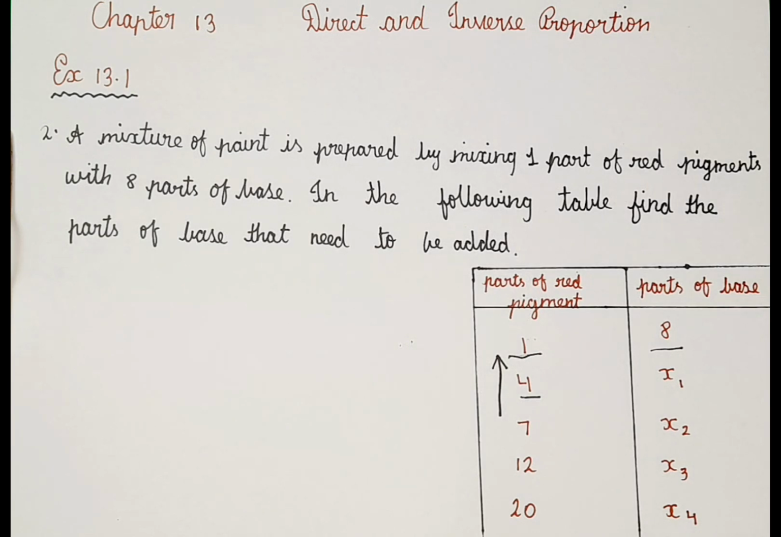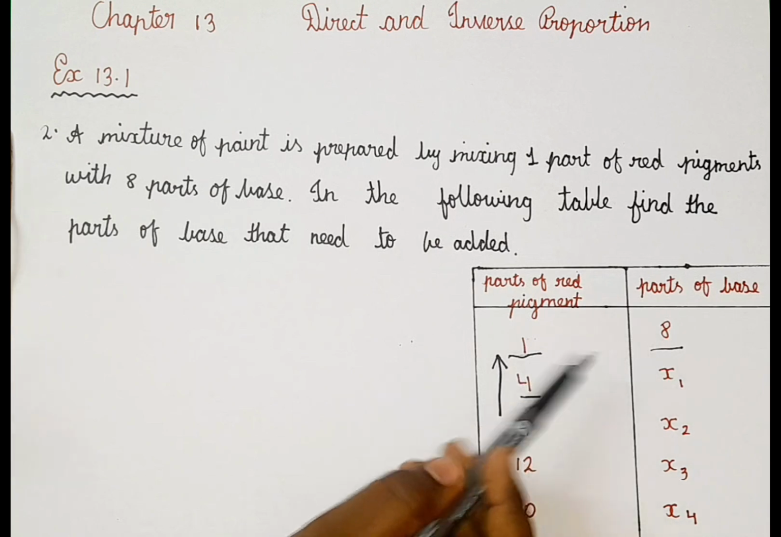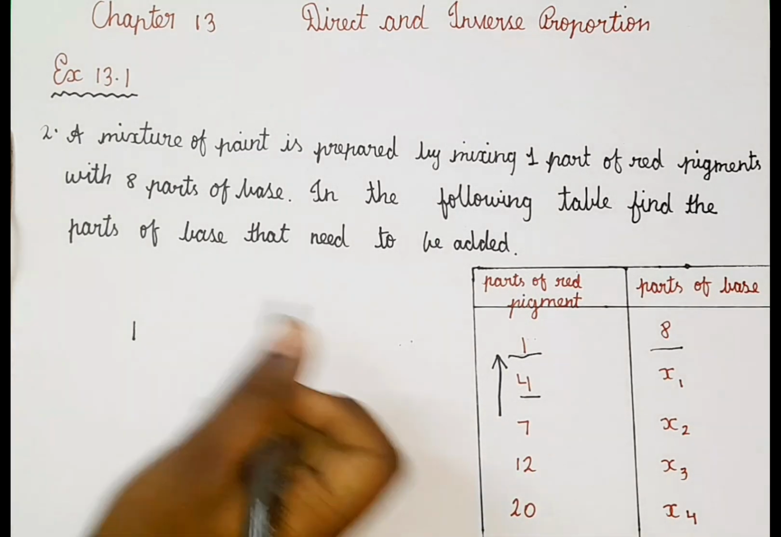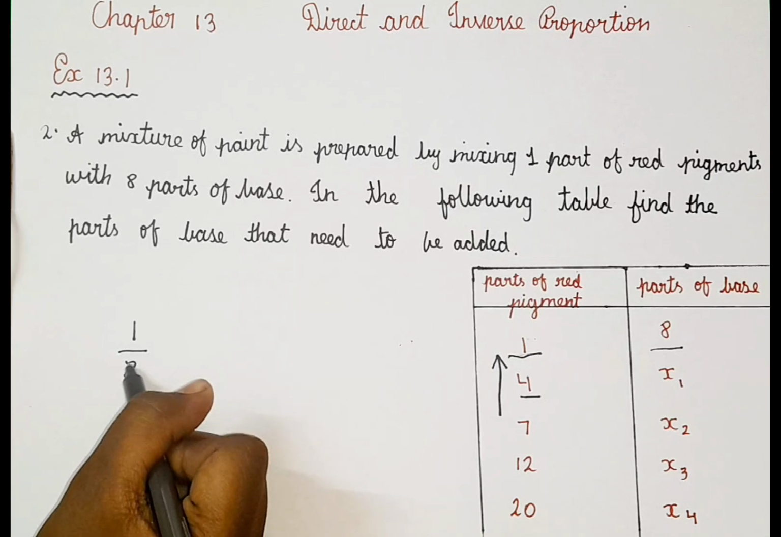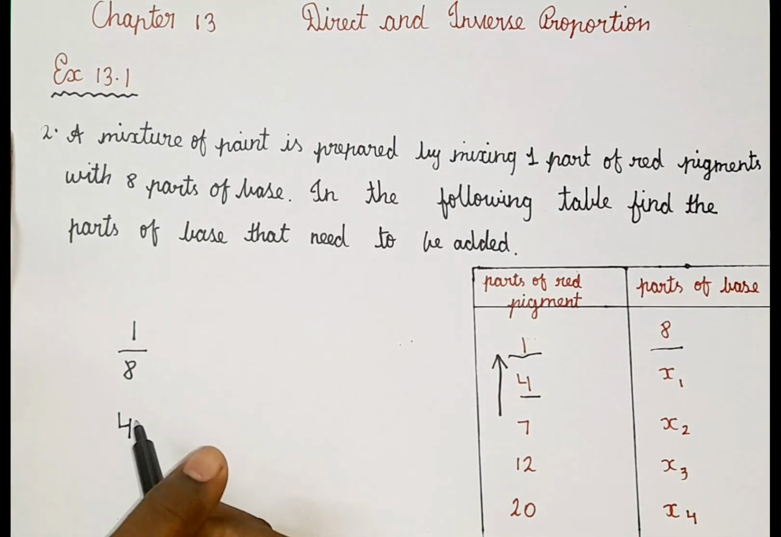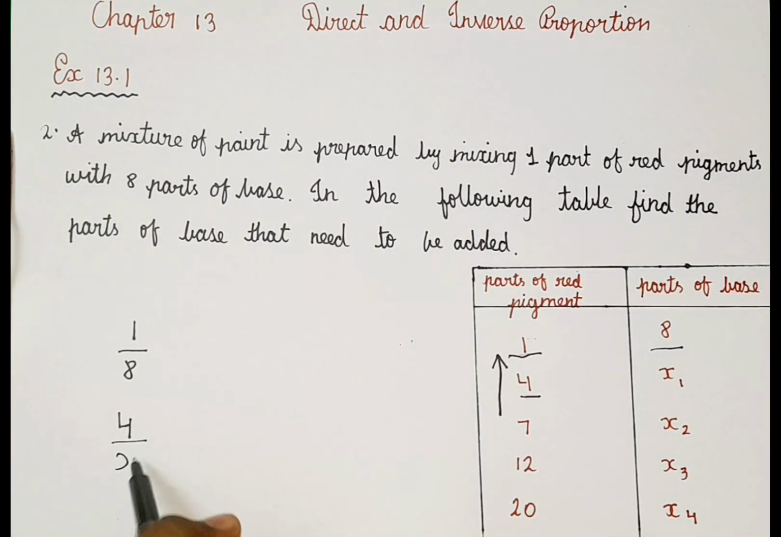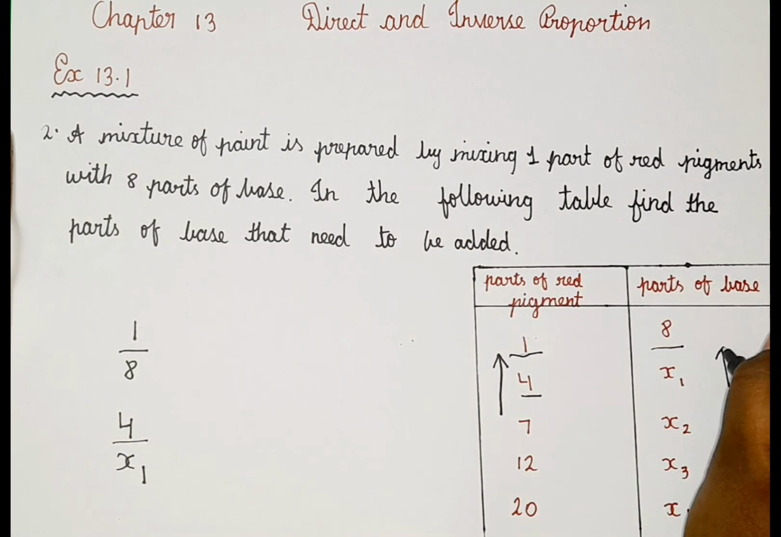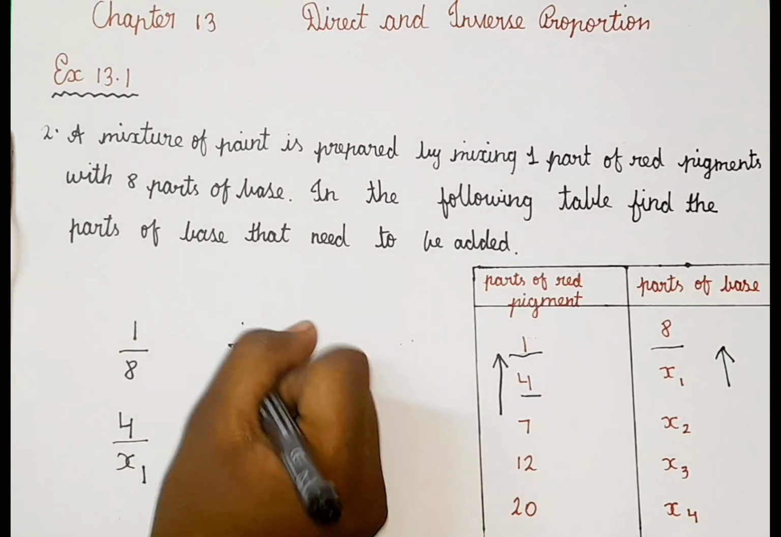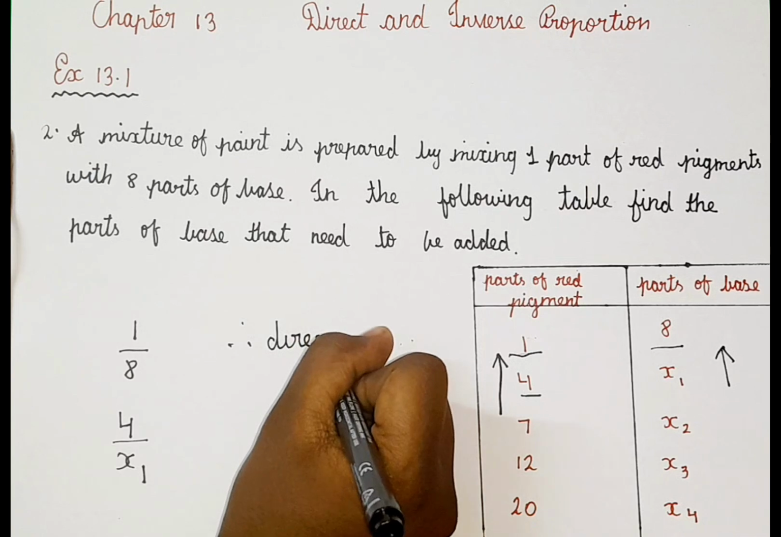We have 8 by x1. So what do you think the x1 value is going to be? Is it going to be greater than 8 or smaller than 8? So we have to understand that. For 1 part of red pigment, 8 bases are needed. So think about 4. For 4 red pigment, extra bottles will be needed, right? So 4 by x1 is going to be greater than 8. So here also it's increasing, which means it is direct proportion.